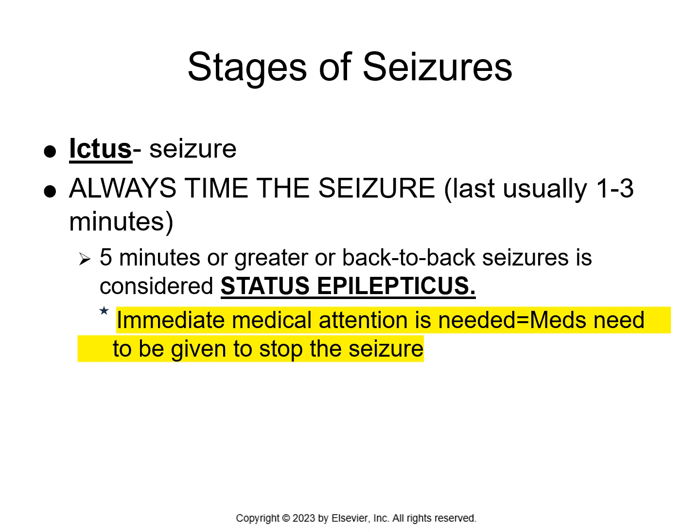Meds need to be given to stop the seizure, and lots of times we need to intubate and ventilate the patient. So remember that if they keep seizing over and over, back to back, or have a seizure that lasts 5 minutes or greater, then we need to probably intubate and ventilate. We definitely need to give medications so that we can stop the seizure activity.